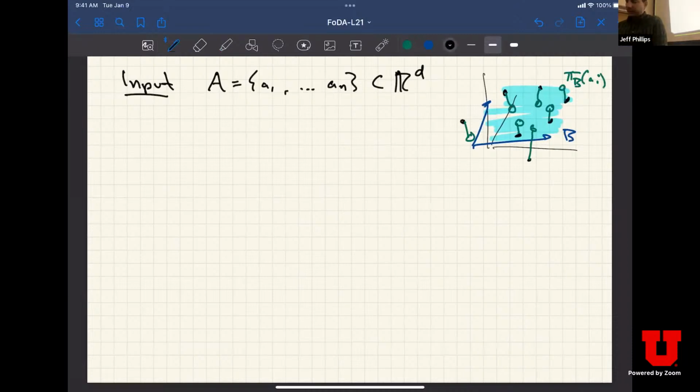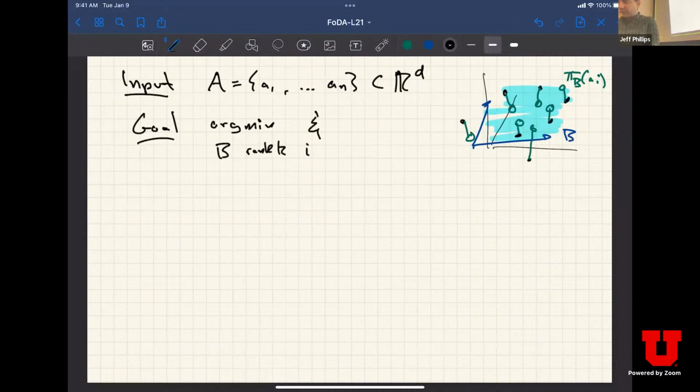And our goal was to find the arg min over subspaces of rank K, so a K-dimensional subspace, in this case a two-dimensional subspace, that minimizes the sum from i equals 1 to n of the squared distance between A_i and the projection onto the subspace. If I look at those green lines, they indicate the residual, that's my error. I want to minimize the sum of those squared errors.